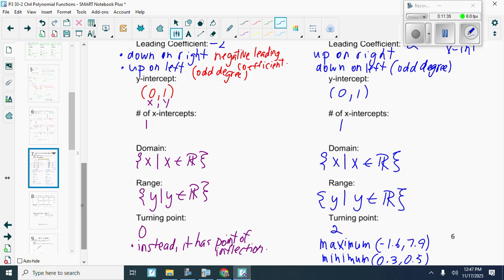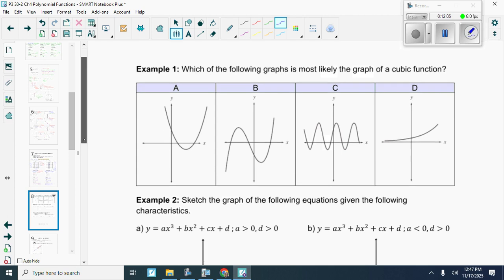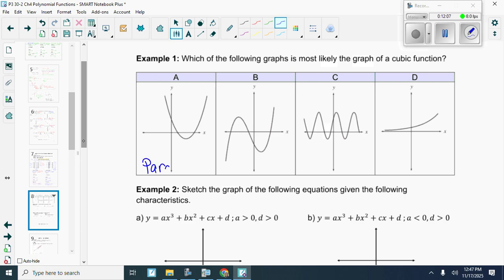Go ahead and take a look at example 1, the graphs. I want you to identify which one you would say is most likely the graph of a cubic function. Let's take a look at them. Survey says. It is B. When it says B, say it is B. So what is A called? So this is a parabola. Maybe write this down. B is your cubic.